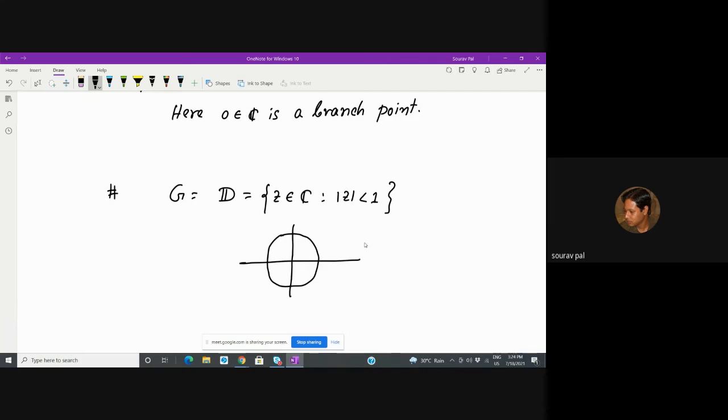If you want to define a principal branch of logarithm, then you have to remove this line, this portion. Is that clear? If you want to have the principal logarithm here, then you have to remove this portion from the open disk. So this will be a branch cut then, only this, including 0.